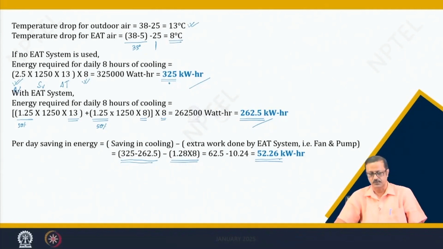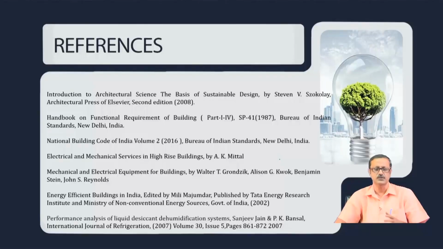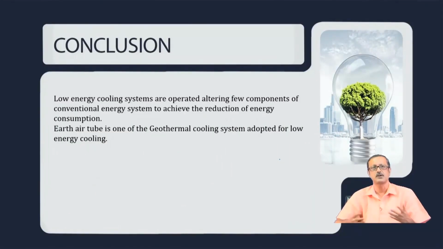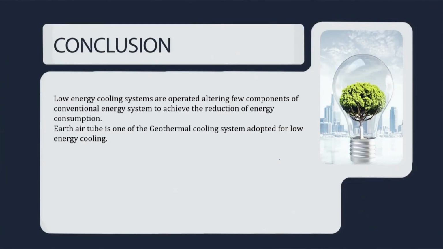So this example shows that an earth air tube is beneficial, but of course it has some disadvantages of its own. I have already discussed that, and the disadvantage is that you have to be very careful about choosing the particular project. Low energy cooling systems alter a few components of the conventional systems to reduce energy consumption. Earth air tube is one of those.